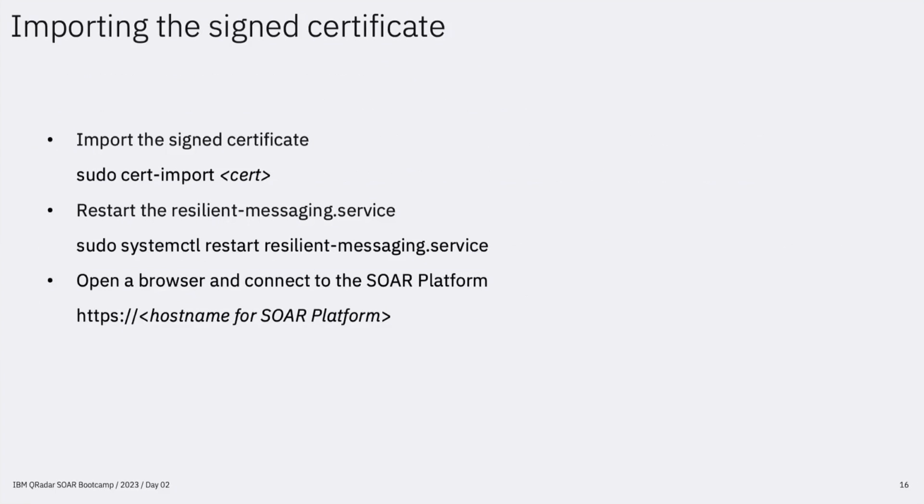Now to import this signed certificate that you received from your CA, you run this command: sudo cert-import followed by the path to the certificate. After you import the signed certificate, you restart the resilient messaging service. Once done, you are now ready to access your SOAR platform using the URL https:// followed by the hostname of your SOAR platform.